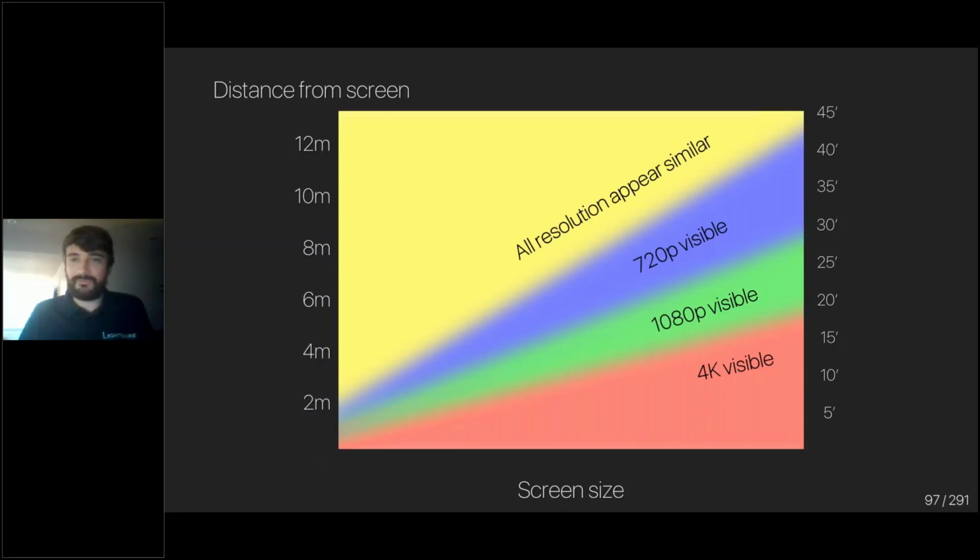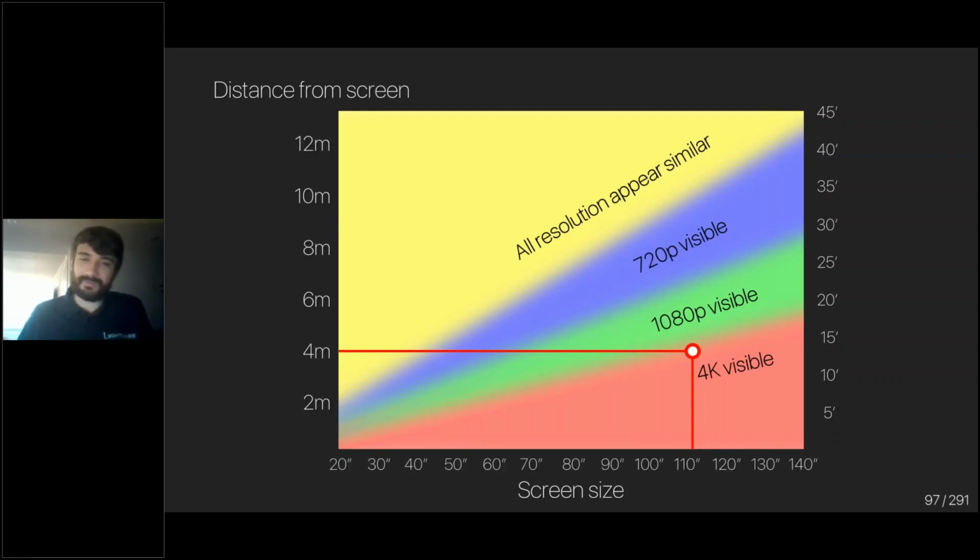So this graph shows you how far you need to sit from a certain size of screen in order to differentiate between 4K, 1080p, and 720p. So how far does an average person sit from their TV at home? 4 meters maybe, sounds about right. So how big would the TV need to be for someone to see the detail of 4K at 4 meters? The answer is at least 110 inches, which, yeah, would be a very big display for home use.